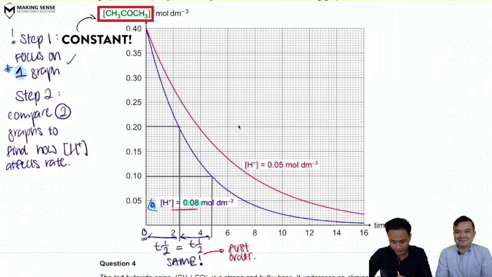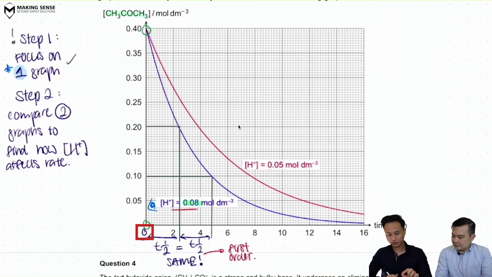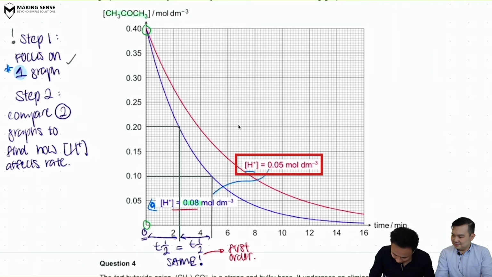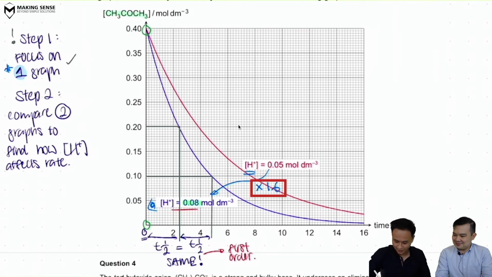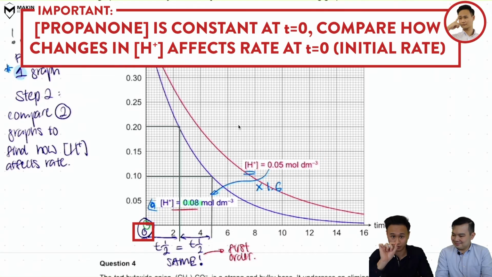There's only one point where they are fixed, which is the initial time. Time equals to 0. So I want you guys to recall your tabular method, the table method, and we're going to do inspection. So when the concentration of H plus increases by a factor of 1.6, not 1.5, 1.6, I want to see how that affects my rate. But like I said, because you need to make sure the concentration of propanone is fixed, we're going to find the rate at t equals to 0, and that means initial rate.